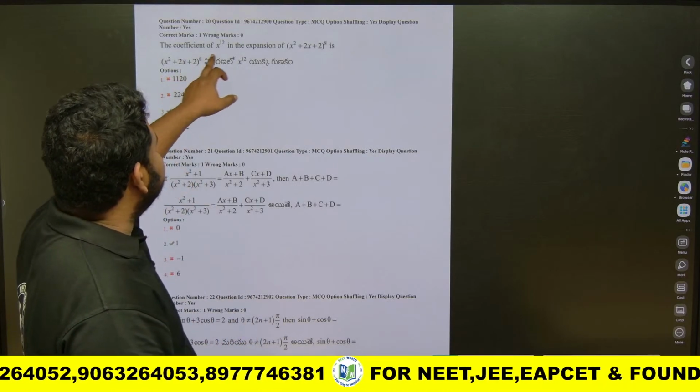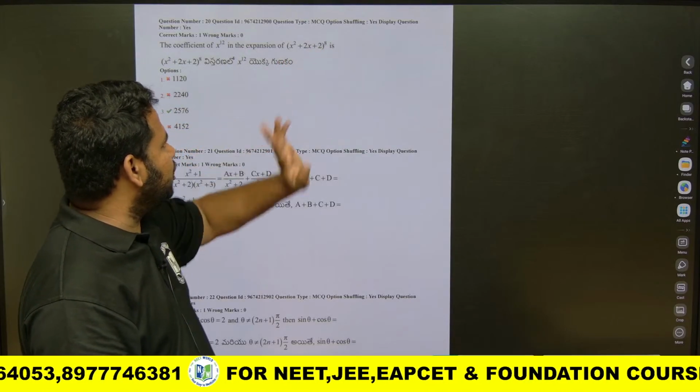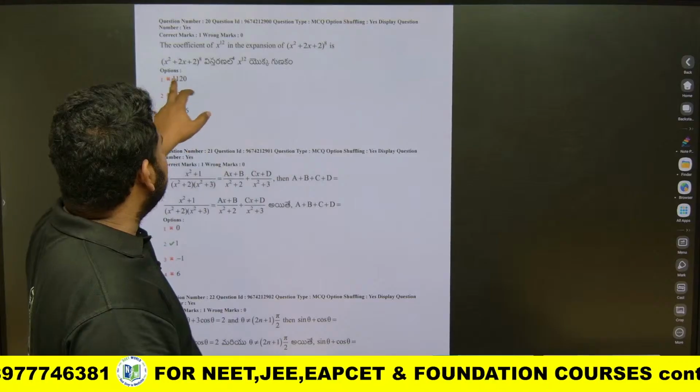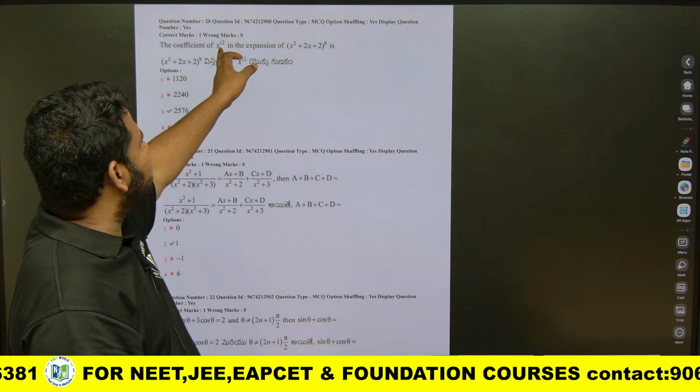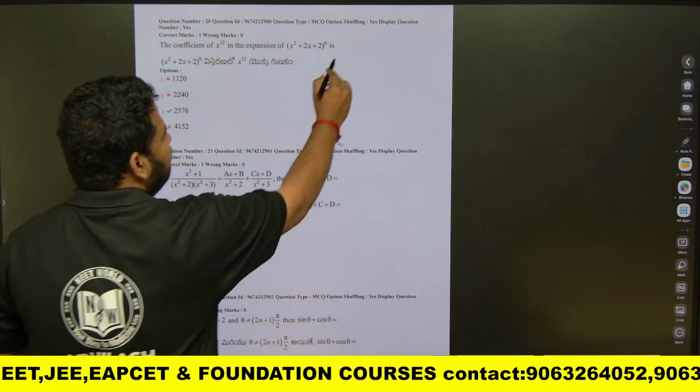Here, the coefficient of x to the power of 12 in the expansion of (x^2 + 2x + 2)^8 is asked. So here we have to find the coefficient of the x^12 term, not any other term. x to the power of 12, that is what?